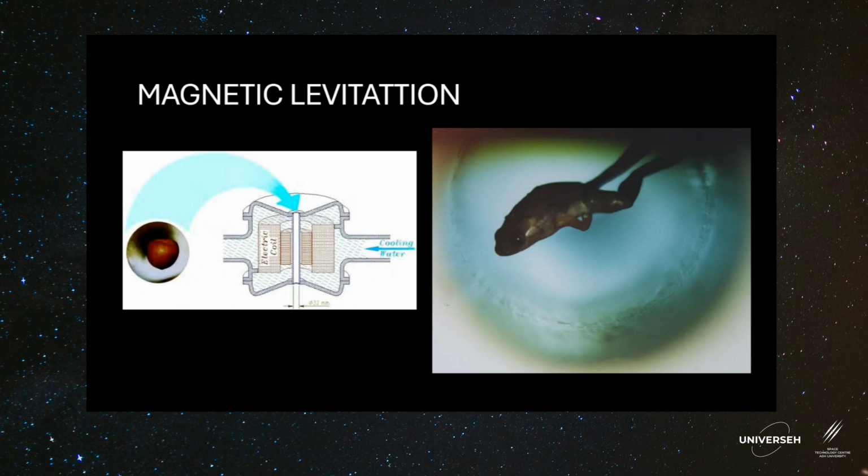One of the last ways we can create 0G is magnetic levitation. We use a magnetic field to levitate something inside. But it's very rare, very complicated, and only for animals and cells. And it's a short time, the max is 6 hours or something like that. But it's the same as RPM. It's only simulated microgravity, not real.